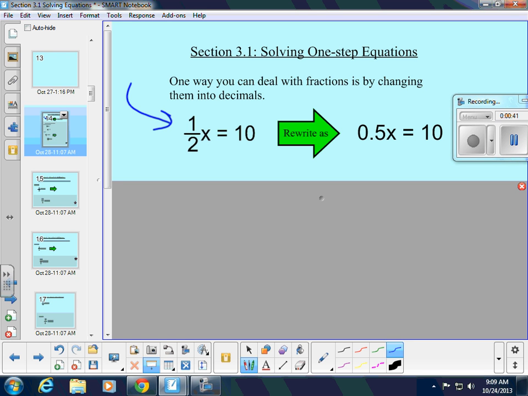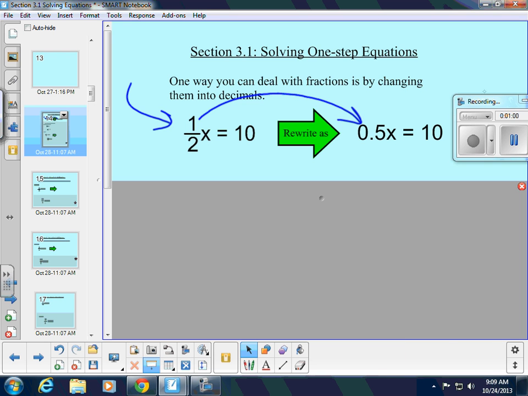Let's say we have an equation like 1/2 times x equals 10. Well, again, 1/2, that fraction, can actually just be converted to this decimal, 0.5. If I take 1 divided by 2, that's what I get in the calculator, 0.5. So I could rewrite this as 0.5x equals 10.